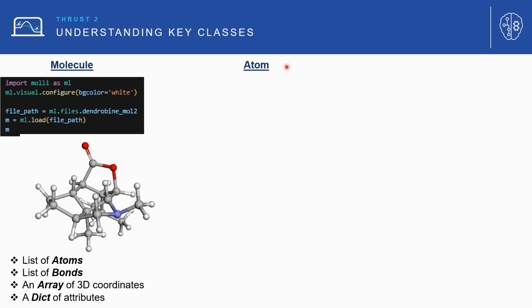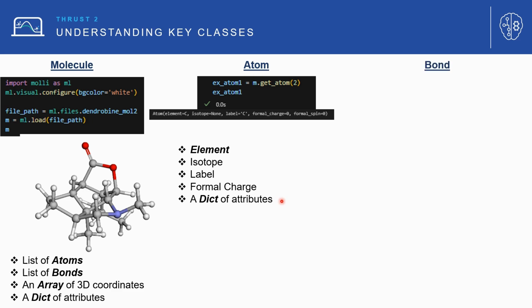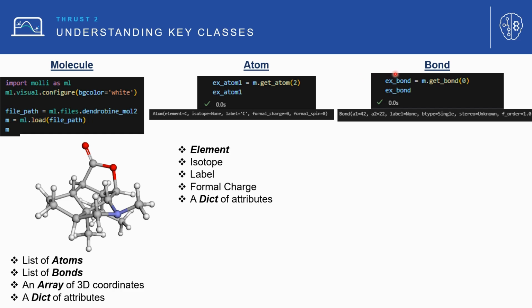The next key class is the atom class, and it's exactly as you'd imagine. If you have an existing molecule, you can run the method getAtom, and it can be an index, a label, or an element, and you'll return an atom with certain key attributes, including the element, isotope, labels, formal charge, as well as a dictionary of attributes that, again, you can define yourself. And the final key part of a molecule is the bond class, which operates exactly the same. You can get a bond that will be made up of different atoms, a label, and a bond type, as well as a dictionary of attributes.